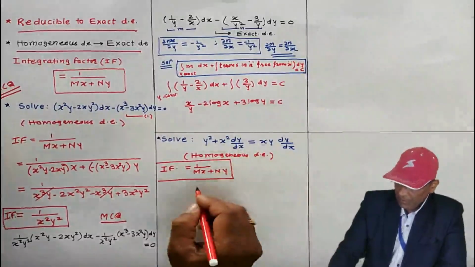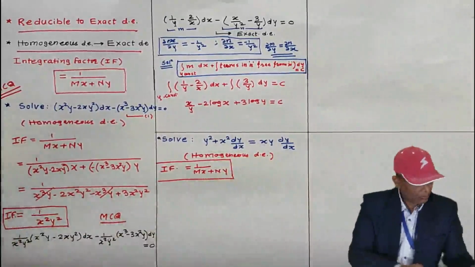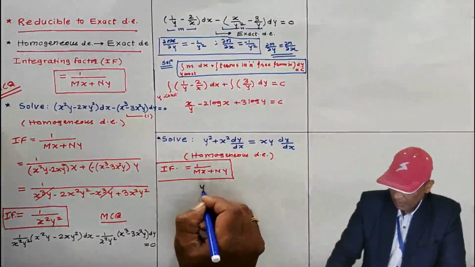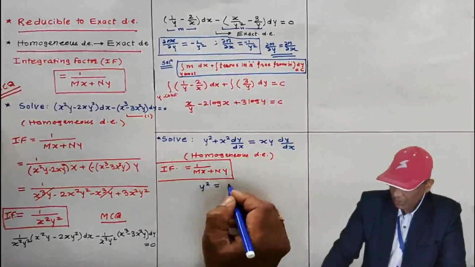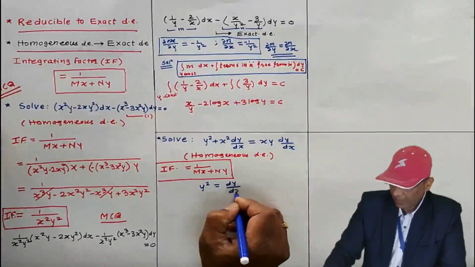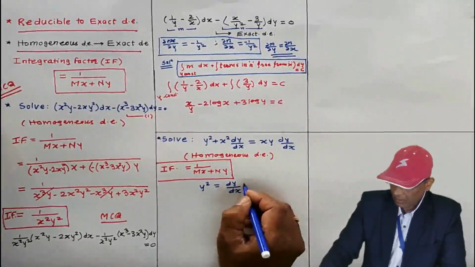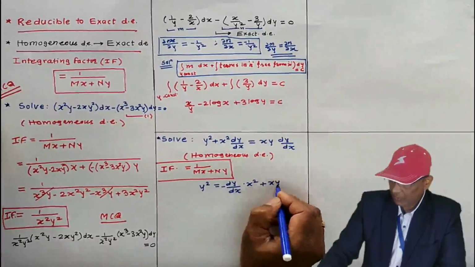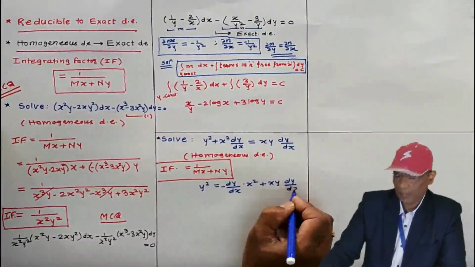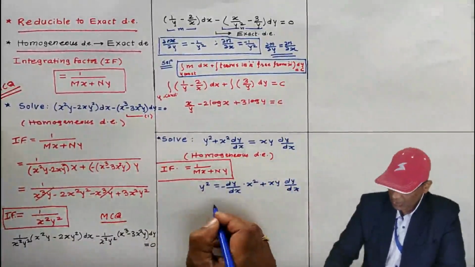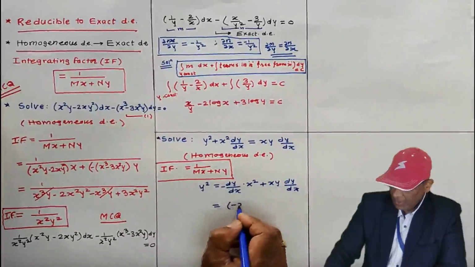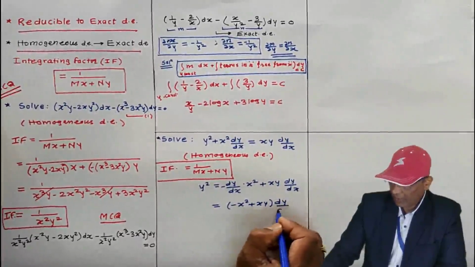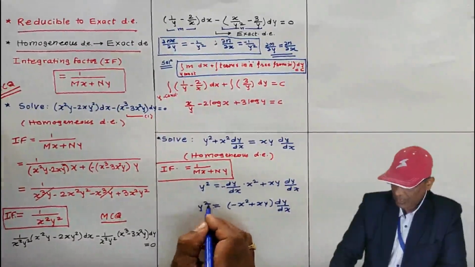See, there are two terms of dy by dx. What I am going to do? I am going to shift this term to the right hand side. Okay, y square dy by dx equal to dy by dx into x square, I am shifting it to the right hand side, plus xy dy by dx. Okay, there are two terms of dy by dx. Either you shift it to the left hand side or right hand side, it is your choice. Now take dy by dx common. I have taken y square as it is.